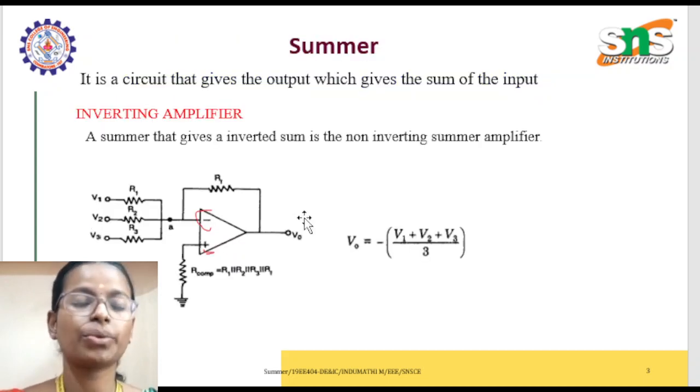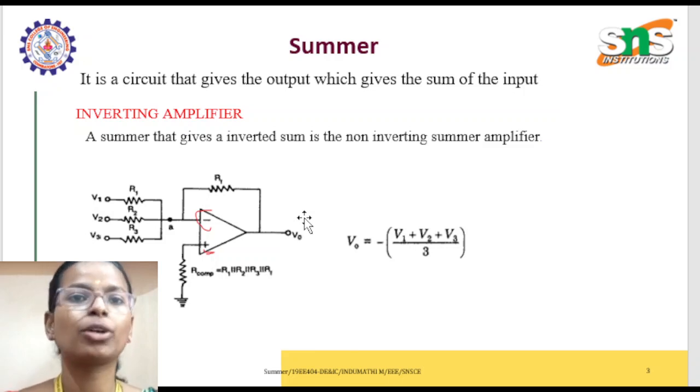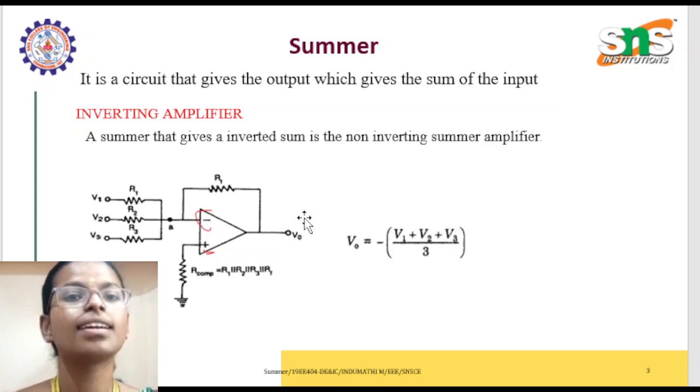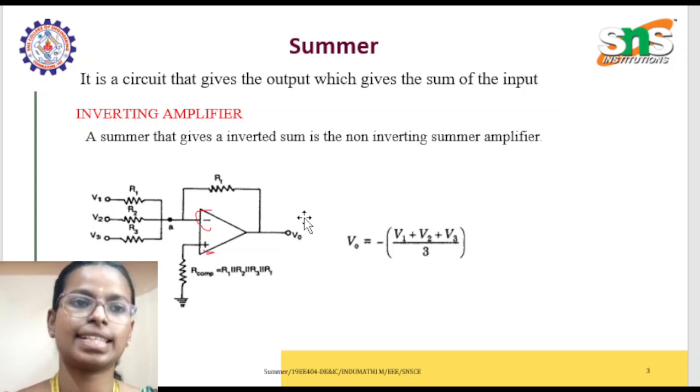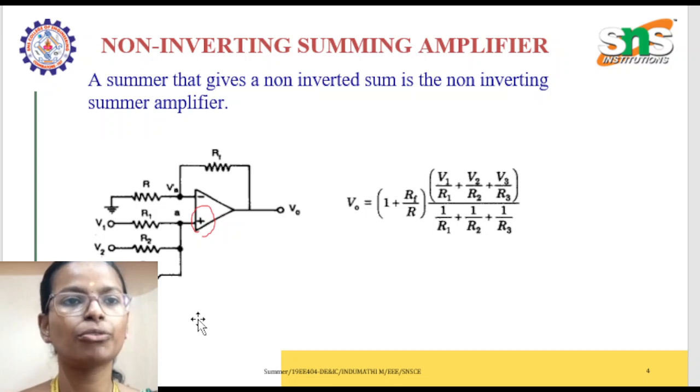The gain of the inverting amplifier will be negative because we are getting an inverted output. So your gain will be minus RF by R1, that is, feedback resistor by input resistor. For the non-inverting amplifier, your gain will be 1 plus RF by RA.